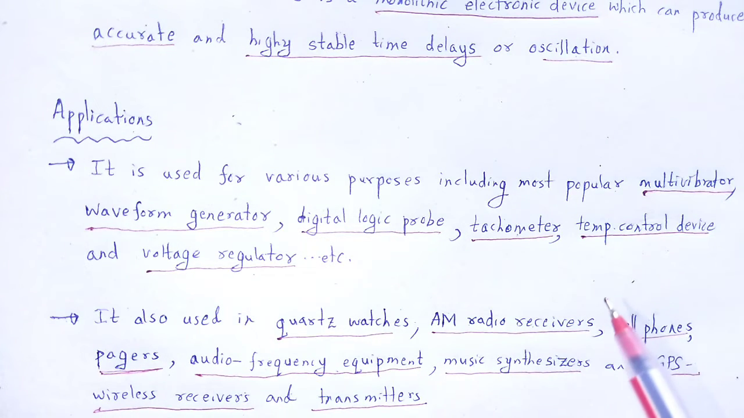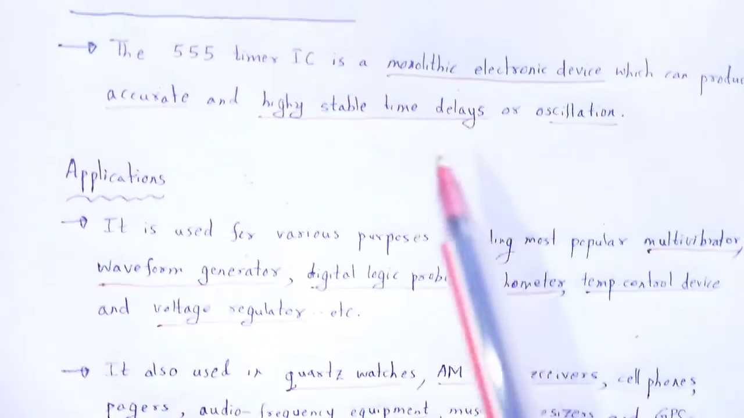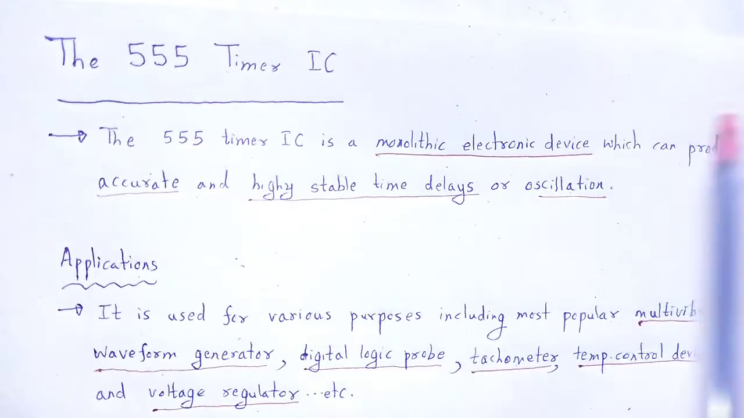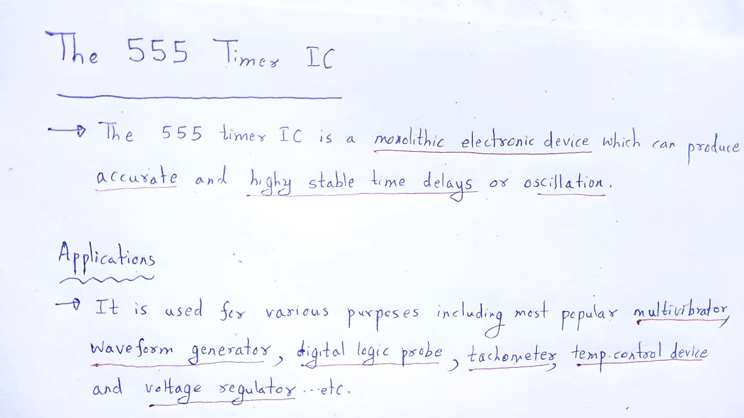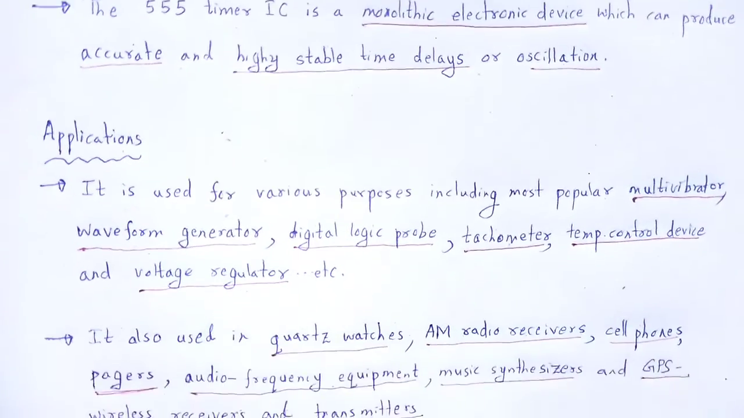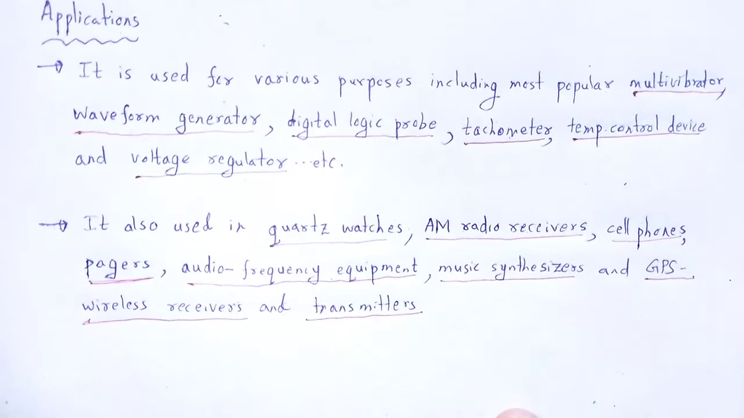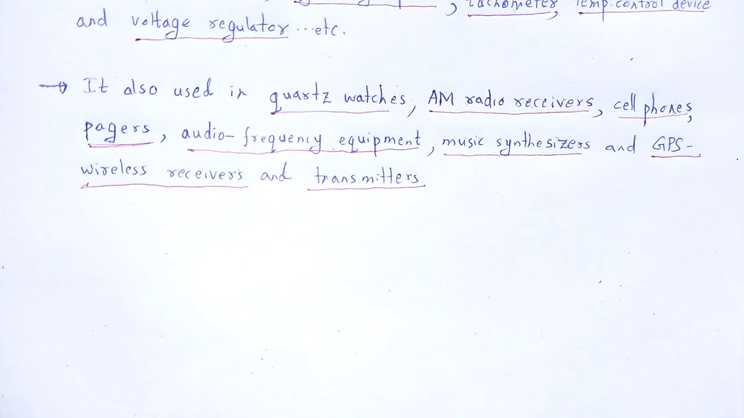In these equipments we basically use the 555 timer IC. So we have just overlooked what the 555 timer IC is and what its applications are. Next, the block diagram and pin configuration.